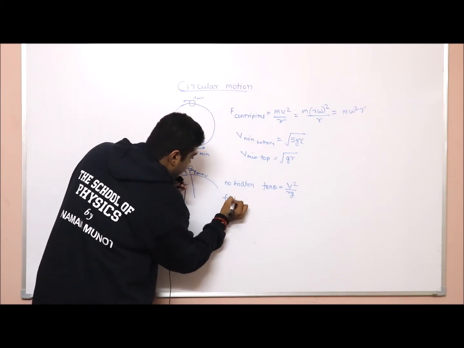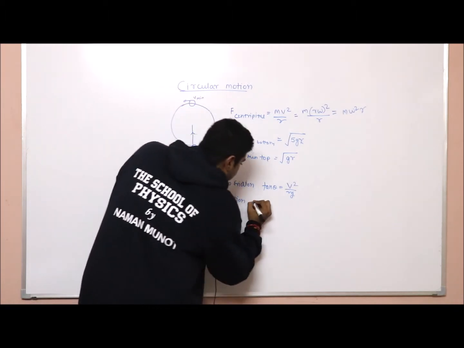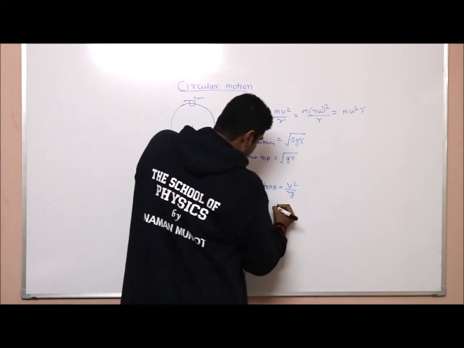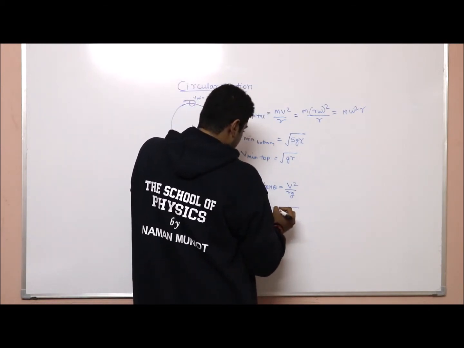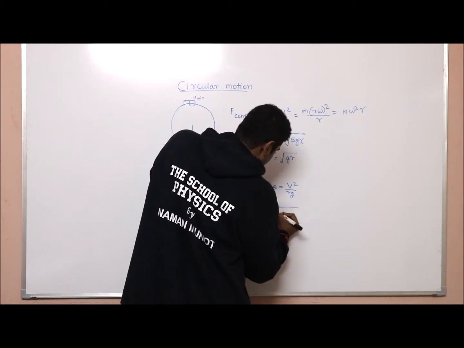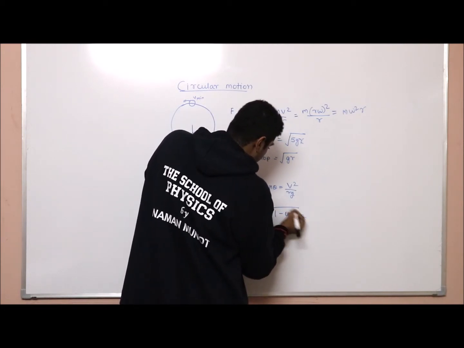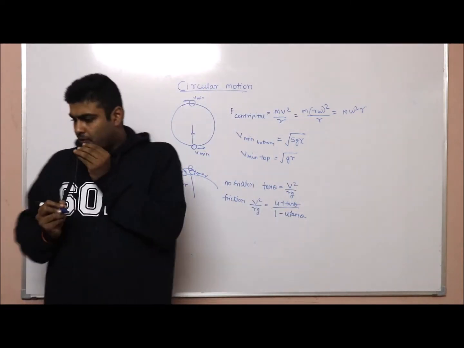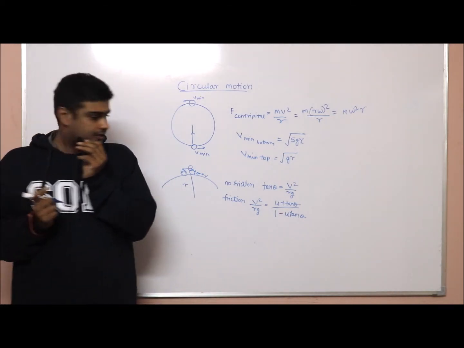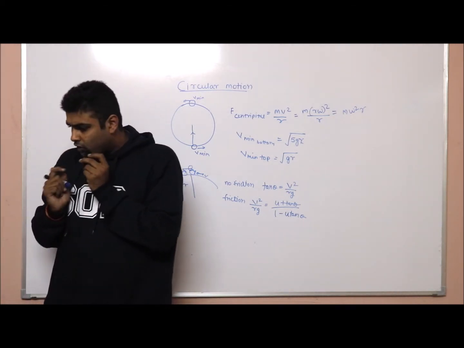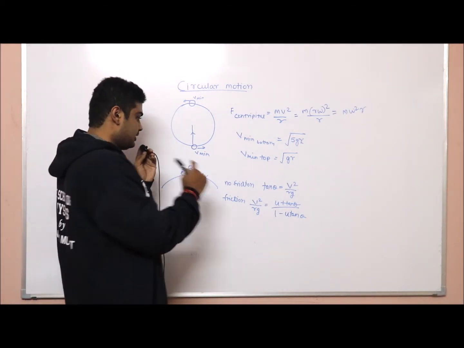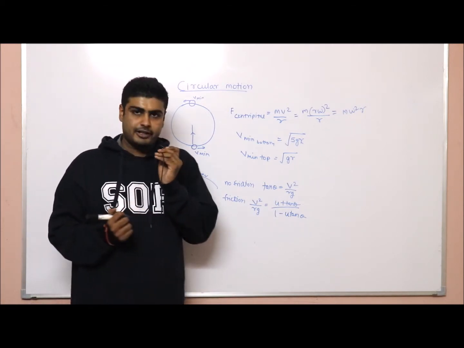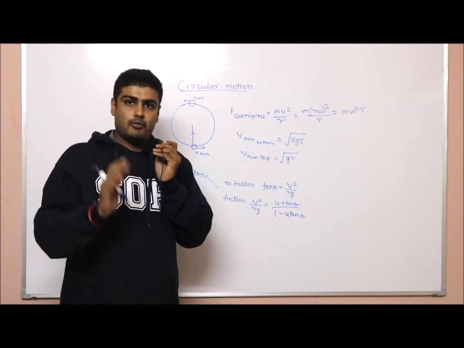And in case of friction, if there is friction present with a friction coefficient mu, then v square by rg is equal to mu plus tan theta upon 1 minus mu tan theta. Right, so this is the correct formula. Direct questions will be asked on this formula.